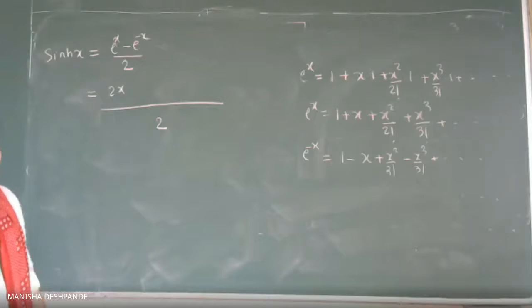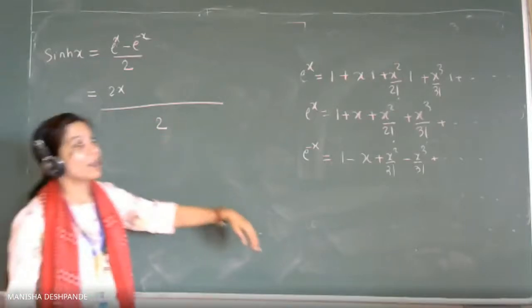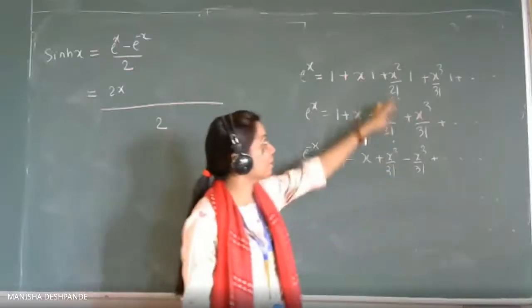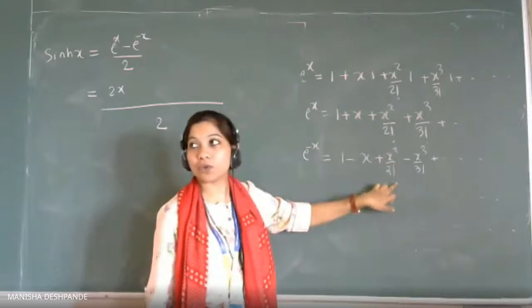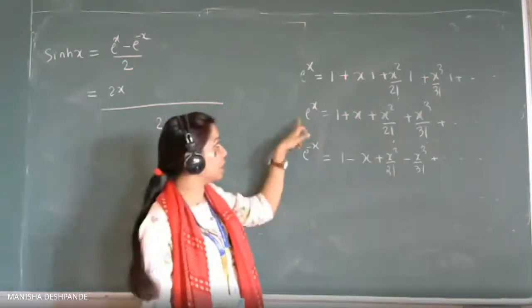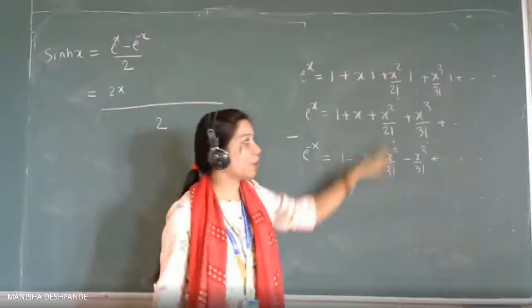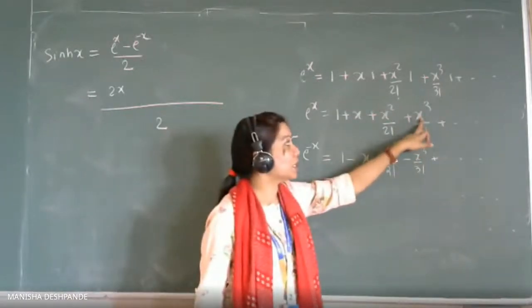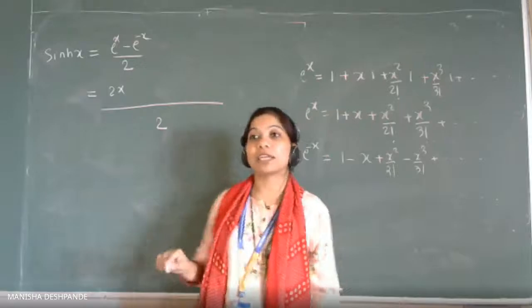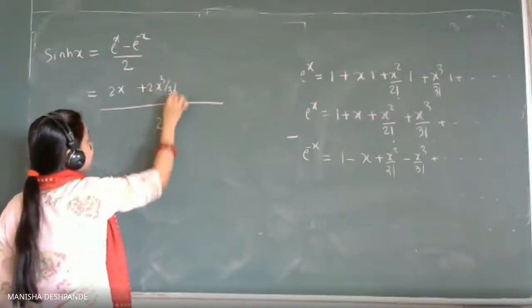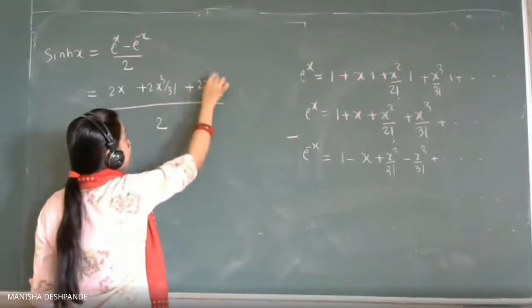x plus x cube upon factorial 3 plus x raised to 5 upon factorial 5. Very good. The x term will remain. Again x square, and this also is x square. This is plus, this will become minus because in the middle there is a minus sign. So the x square term will go. But what about x cube? This is x cube and this is minus x cube. So minus of minus becomes plus. So you'll get 2x cube by 3 factorial divided by 2. You cancel that out. So it will be plus 2x cube by 3 factorial. Then plus 2x raised to 5 by 5 factorial and so on.